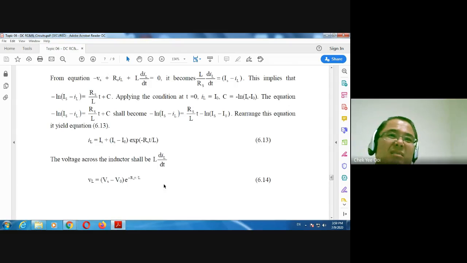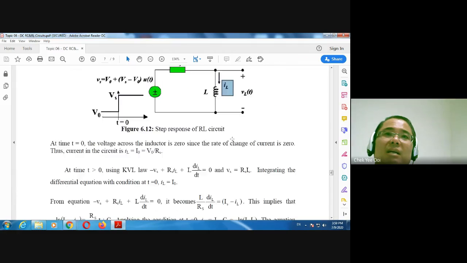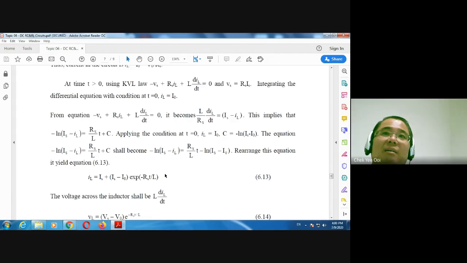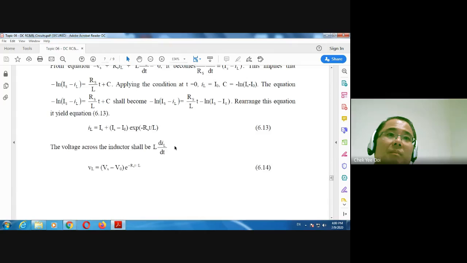Now the vL and the iL. Here, iL is given by Is minus Is e to the minus t over L over R. The inductor voltage vL is given by L di/dt. You differentiate this with respect to t, then multiply by L, and you get this one.